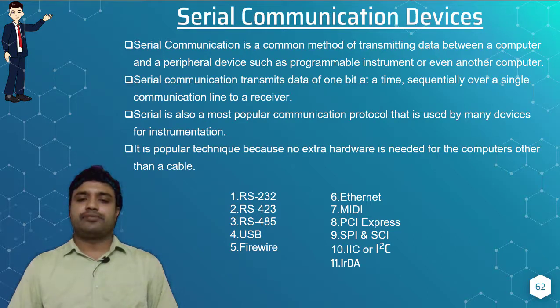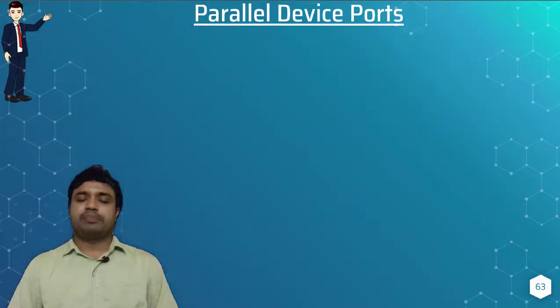FireWire is the technology from Apple, that is, the IEEE 1394 port, and Ethernet is a LAN, that is, the RJ45 port. MIDI is the musical instrument digital interface port, and PCI Express is a bus that implements serial communication. Serial peripheral interface and serial communication interface ports are also considered serial communication device ports. Then I2C, inter-integrated circuit, and the last one is infrared.